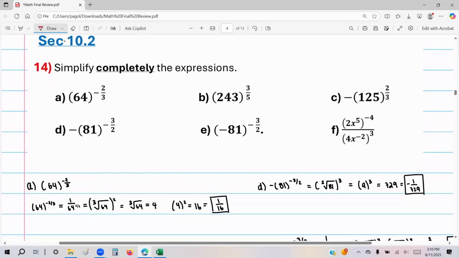And then one of these: simplifying radicals. And I think this is one of the easier ones, so try not to skip this in the final.